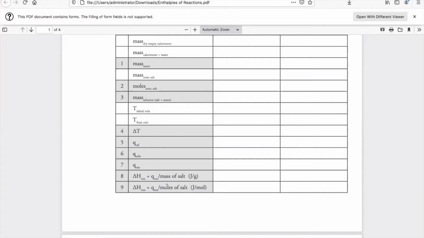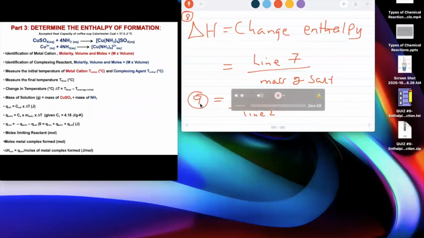So if I know the number of moles from line 2 for each salt, it's going to be line 7. If I have 9 here, this will be line 7 over line 2. That is what I'll do for row number 9, you may want to call it. The value you will get for line 7 divided by line 2, that might make more sense.